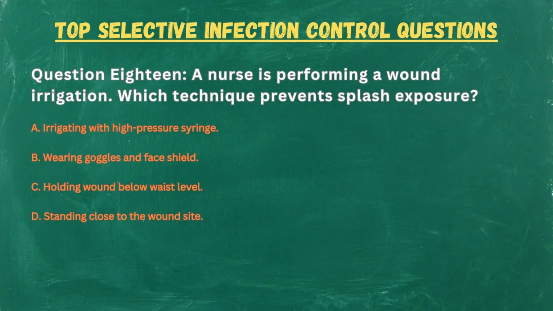Question 18. A nurse is performing a wound irrigation. Which technique prevents splash exposure? A. Irrigating with high-pressure syringe. B. Wearing goggles and face shield. C. Holding wound below waist level. D. Standing close to the wound site. Answer. B. Wearing goggles and face shield.